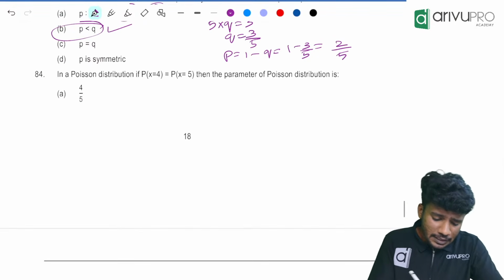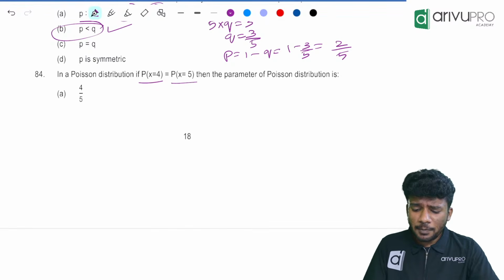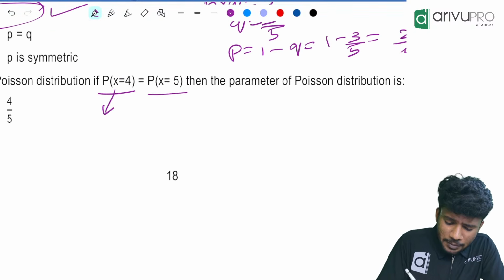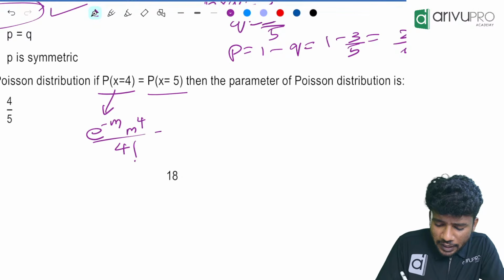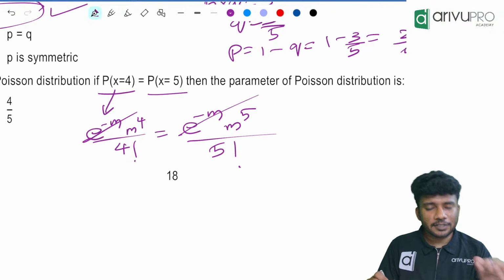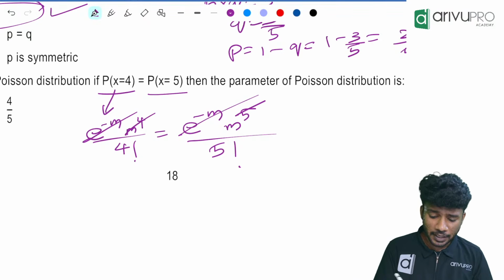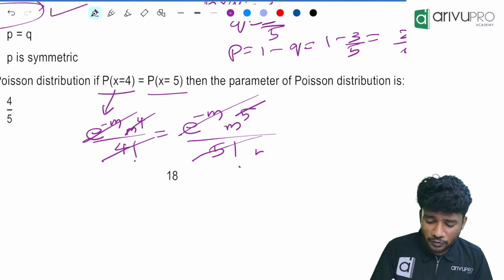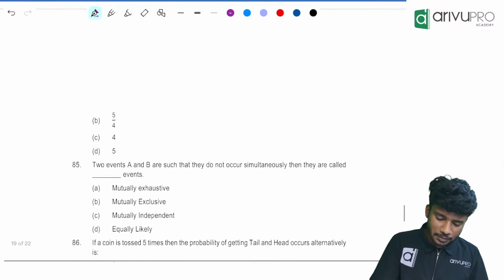Now, people, in Poisson distribution, P of x equal to 4 is equal to P of x equal to 5. What is the parameter? First of all, this is e raised to minus m, m raised to 4 divided by 4 factorial, which is equal to e raised to minus m, m raised to 5 divided by 5 factorial. E raised to minus m cancels. M raised to 4 and m raised to 5, m is remaining. Between 4 factorial and 5 factorial, 5 will remain. So m is equal to 5. The parameter is 5.